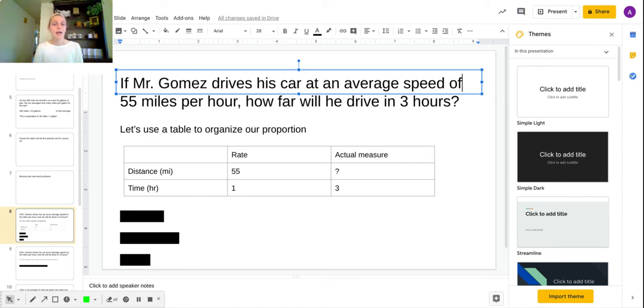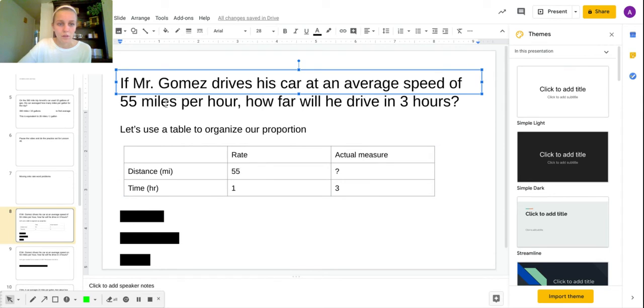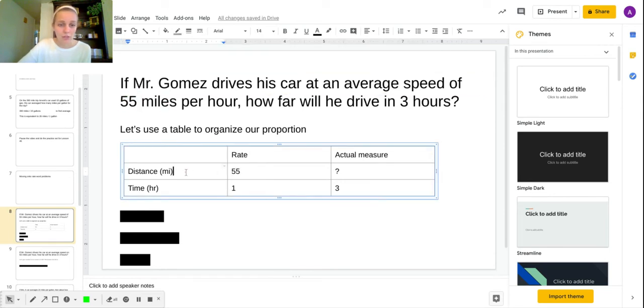Okay. So I set up our table right here. So the rate, he is traveling at 55 miles per hour. So our rate is 55 miles. I put the units over here. He's traveling a distance. He's traveling in miles. In 1 hour, he can go 55 miles every hour. Okay. Now we need to figure out how far will he drive in 3 hours. How do you think you will figure that out? Pause the video, try to figure it out.